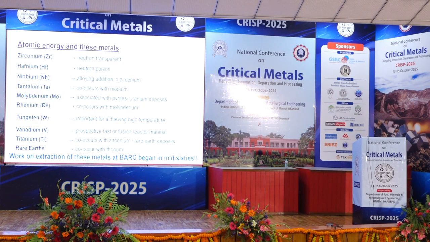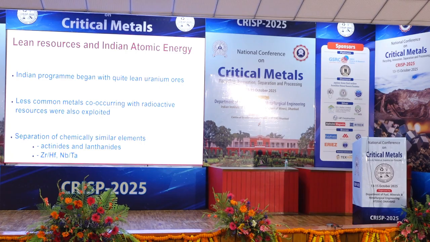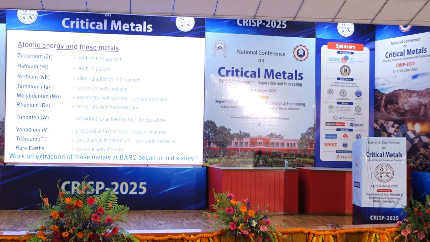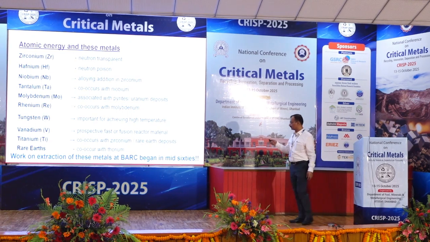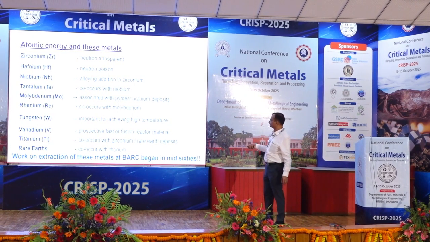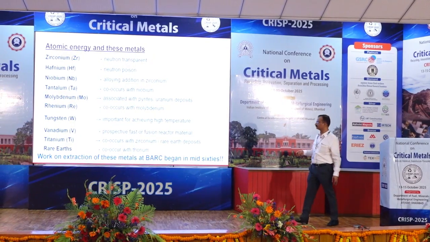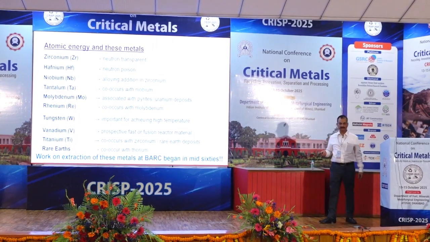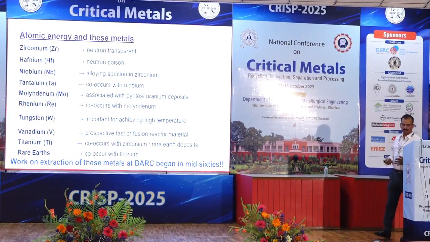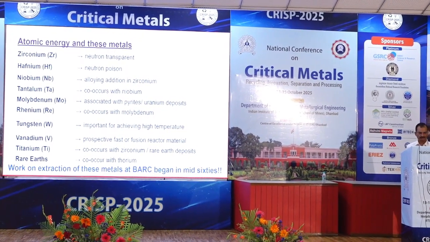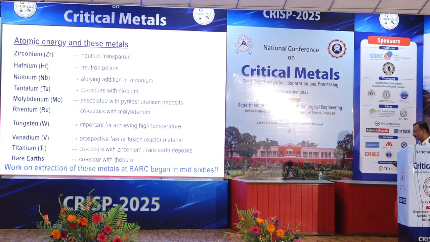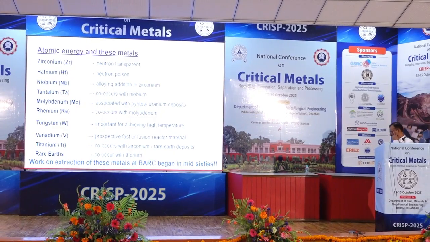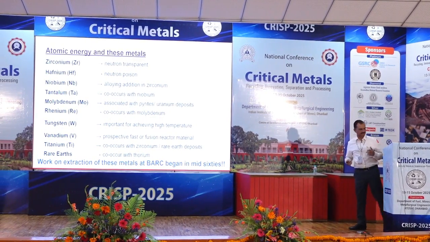Okay, so these are the elements with which nuclear people are quite comfortable. This is zirconium, hafnium, niobium, tantalum, molybdenum, rhenium, tungsten, vanadium, titanium, and of course rare earths. When I talk about these metals, zirconium, hafnium, in any case they are used in the nuclear industry, but niobium, molybdenum, etc. When I say molybdenum, I'm not talking about ferroalloys, I'm talking about just molybdenum without any iron content. So we were comfortable, and the extraction of these metals began in BARC in the mid-60s.